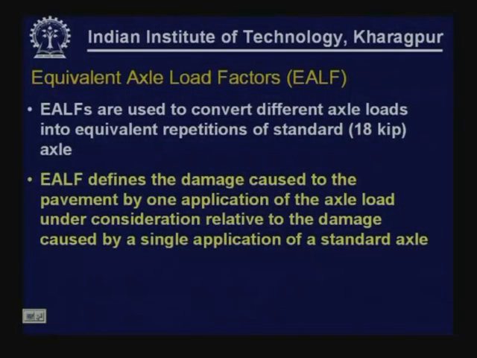Equivalent axle load factors are used to convert different axle loads into equivalent repetitions of standard axle. Equivalent axle load factor defines the damage caused to the pavement by one application of the axle load under consideration relative to the damage caused by a single application of a standard axle. This concept we have discussed in the previous lessons, but once again, equivalent axle load factor gives us an idea of relative damage caused by a specific load in comparison to the damage caused by the standard axle load, which is the 18 kip axle load.